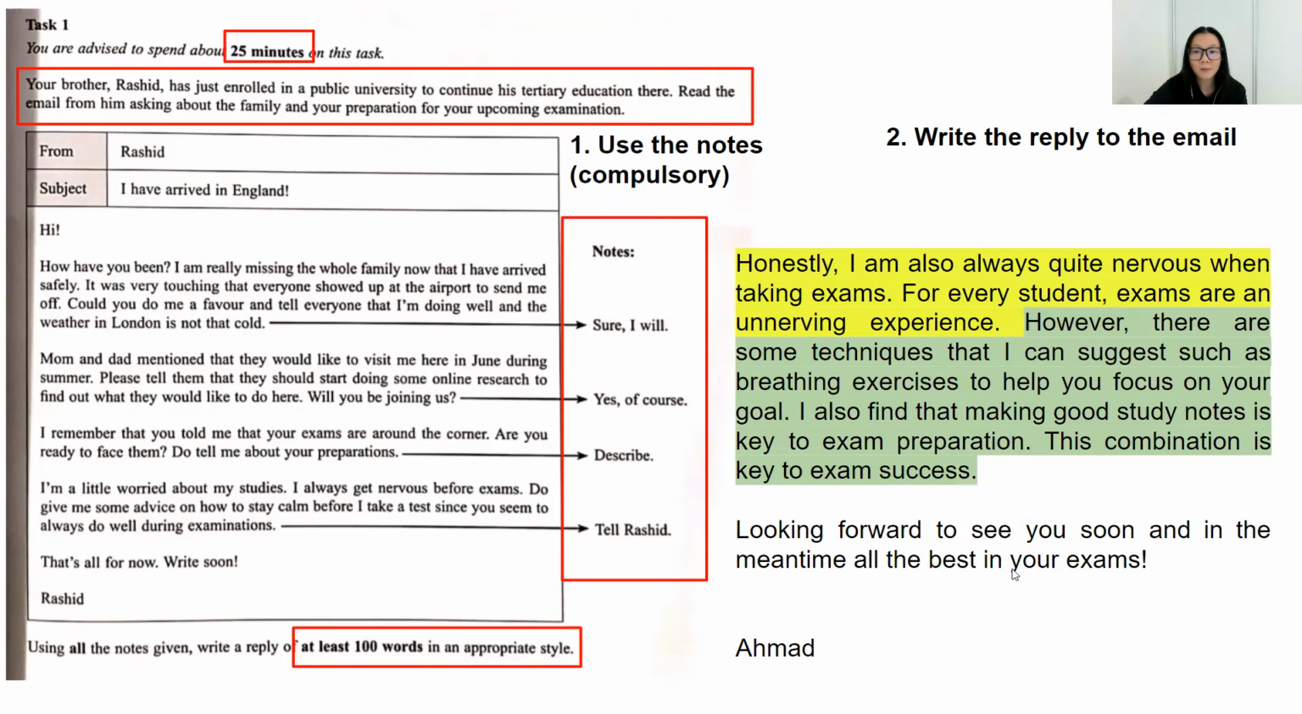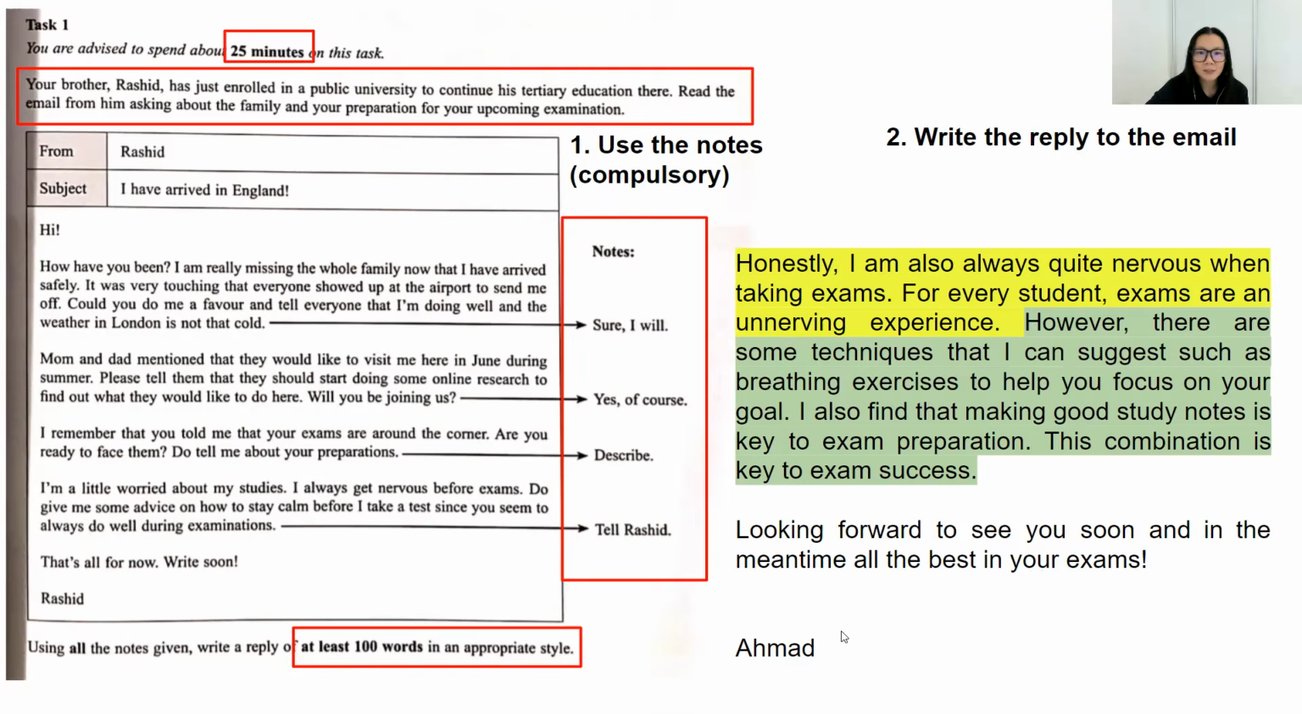"And in the meantime, all the best in your exam." So it's also very specific. Your brother writes about being there and also you guys going over to visit him, so of course you're looking forward to seeing him. You talked also in half of the email about exam preparations and his exam preparations, so you would say that too, okay? And then of course, sign off with an appropriate name. In this case, it's Ahmad, all right?